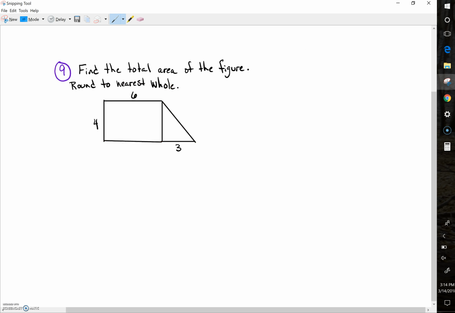And the last question we have, find the total area of the figure and round to the nearest whole. So on this one, it's adding two shapes instead of subtracting. We have a rectangle plus a triangle. The rectangle is length times width, so 6 times 4, which is 24 units squared.